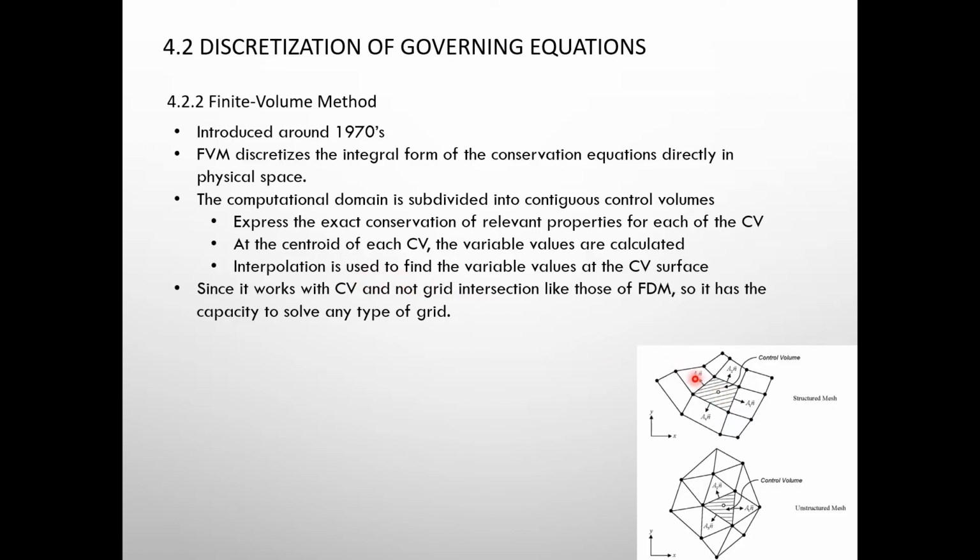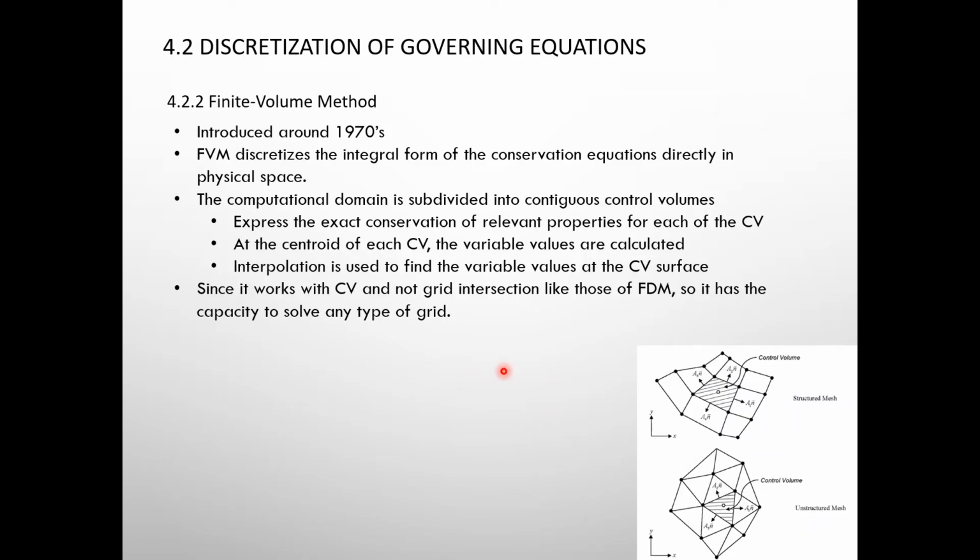And at the center of each of the control volumes is where the variable values are calculated. Interpolation is used to find the variable values at the control volume surface. So at any of the points, we use interpolation to estimate the variable values. And since it works with control volumes and not grid intersections like those of finite difference method, it has the capacity to solve any type of grids.